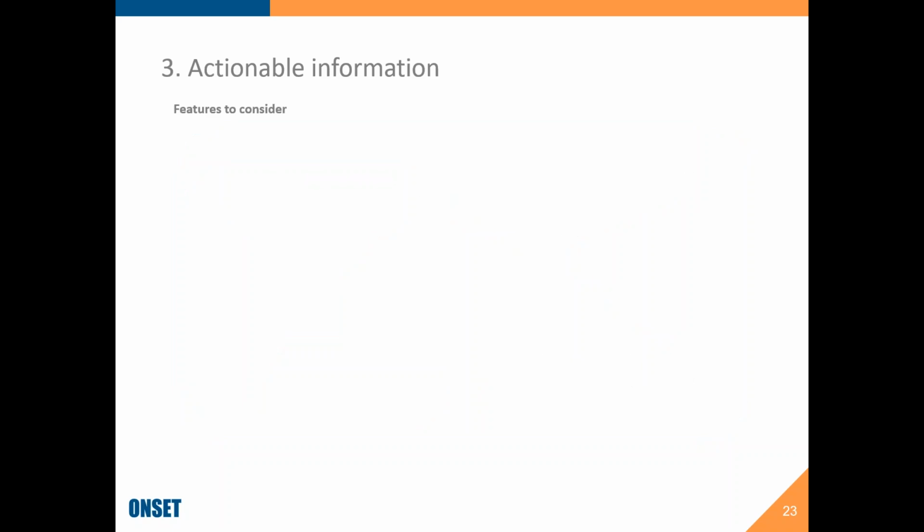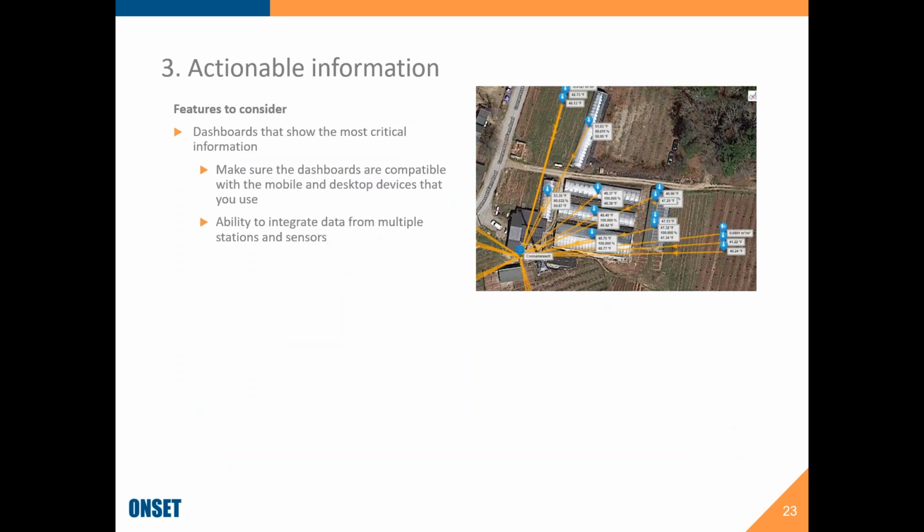Hopefully that makes sense. So the next thing to be looking for in wireless sensor networks, especially if you're a grower, is actionable information. And in this case, here are some features to look for. Dashboards, which show the most critical information, so you can see the current conditions at many locations around your site. So you can see if there are cold spots, hot spots. It just gives you a better feel for what's going on.